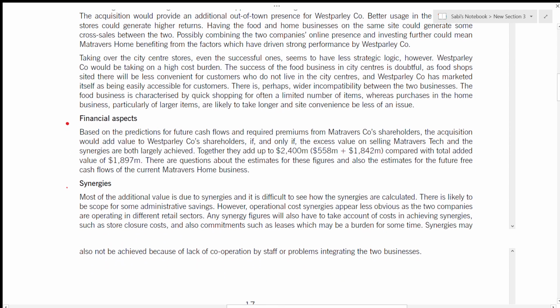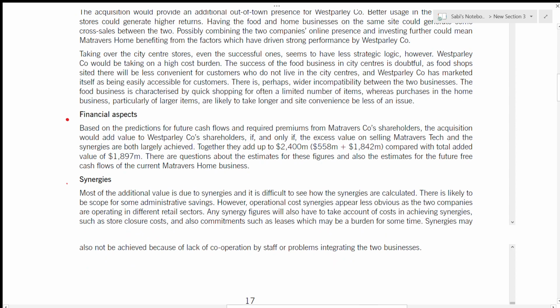Now let's go to the financial aspect, right? Based on the predictions for the future cash flows and required premiums from the Matt Rivers shareholders, the acquisition would add value to the West Paley shareholders. Go directly to the point, okay? Acquisition would add value to West Paley shareholders. Immediately start with that point only. Don't start writing synergies, this much, this is that. Later you can nicely elaborate.